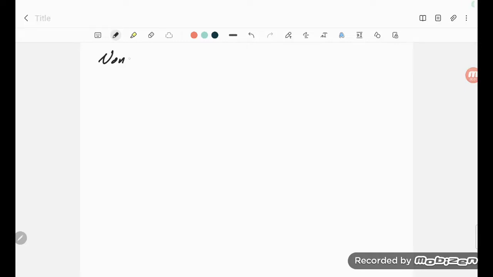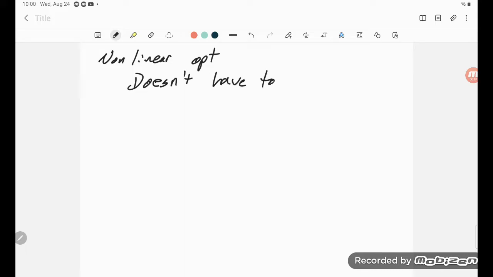Okay, again, nonlinear optimization. And so here, nonlinear optimization actually doesn't have to look like linear. Okay, so it may not lend itself to be written down that way.